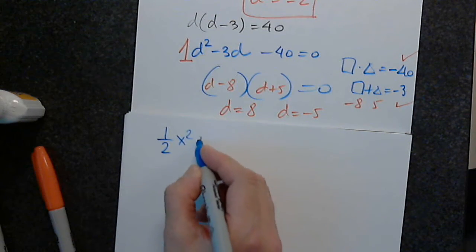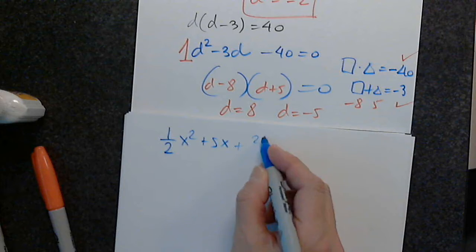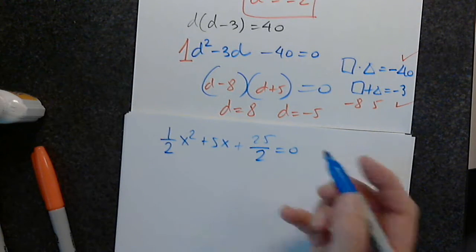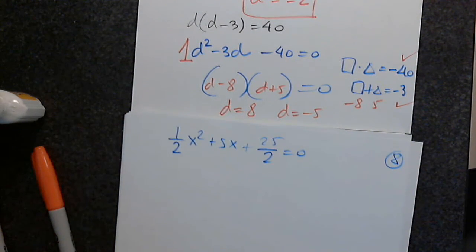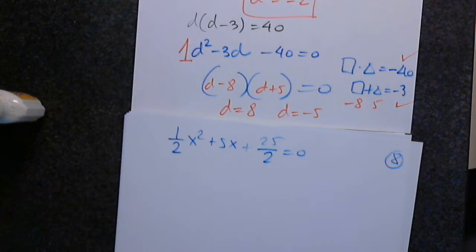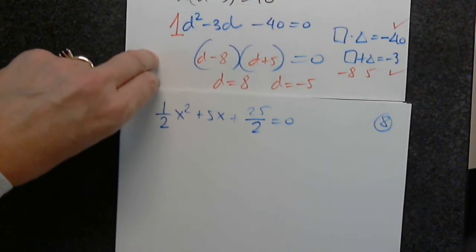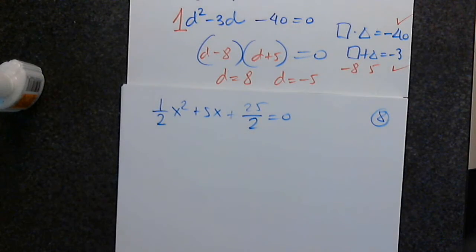One half x squared plus 5x plus 25 over 2 equals 0. And we're done with these handouts. It doesn't mean that I don't want you to throw them away. I think you should always go back and refer to them later. But if you know that very well, then you can obviously get rid of them. But we're not going to come back to them this semester, I think, unless we review or something.